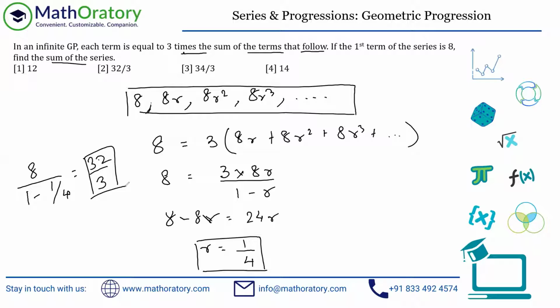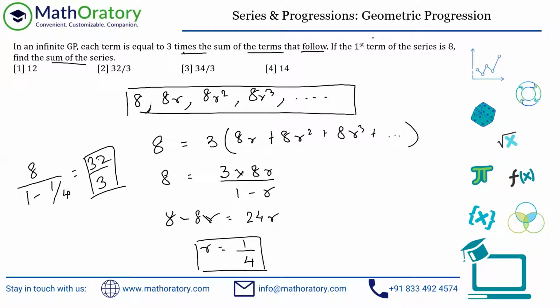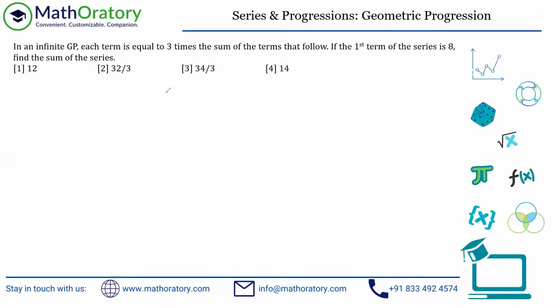Now, this is the technical way to solve this problem. I would like to explain another aspect to this. Forget about this entire thing that I did. Let me just take this entire thing off. I'll just rewrite the terms again. So the first term is 8. Then we have 8R, then 8R square, 8R cube, and so on, right?